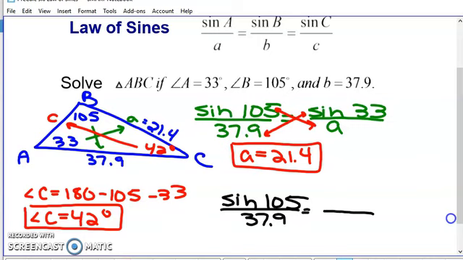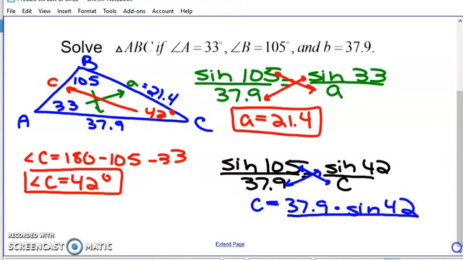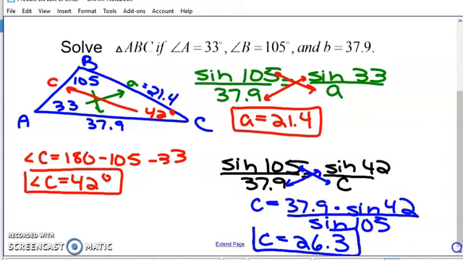But now, since I'm looking for C, I have to go sine of 42 over C. So again, we're going angle over side equals angle over side. We'll cross multiply. So I end up doing 37.9 times sine of 42. Hit enter, divide by sine of 105. And C should be 26.3. Okay? So that's law of sines. Now, we've got two formulas to find area.